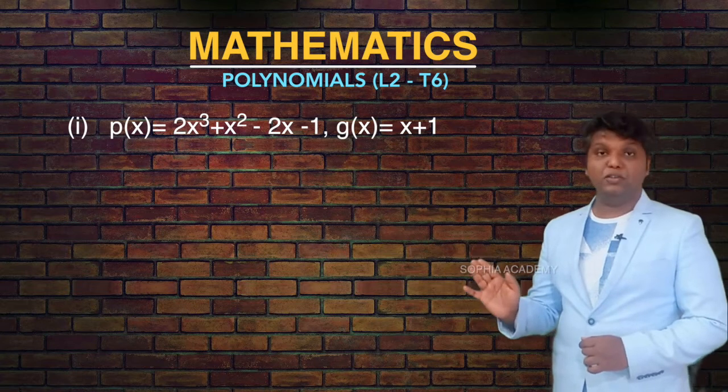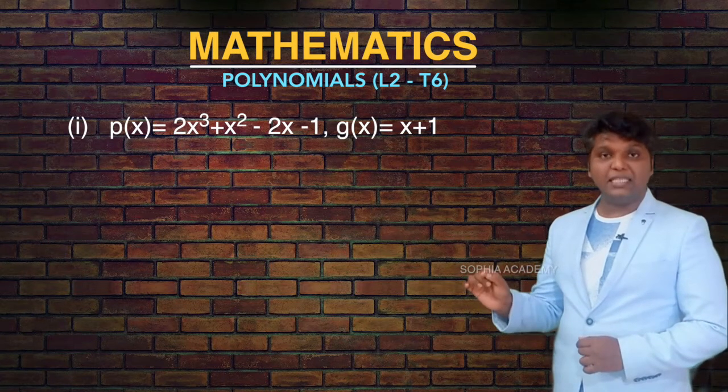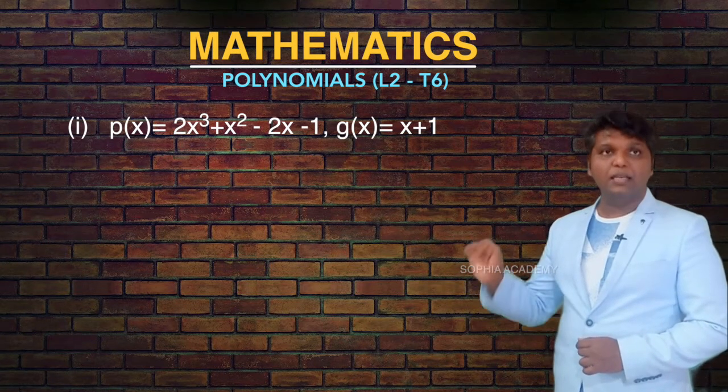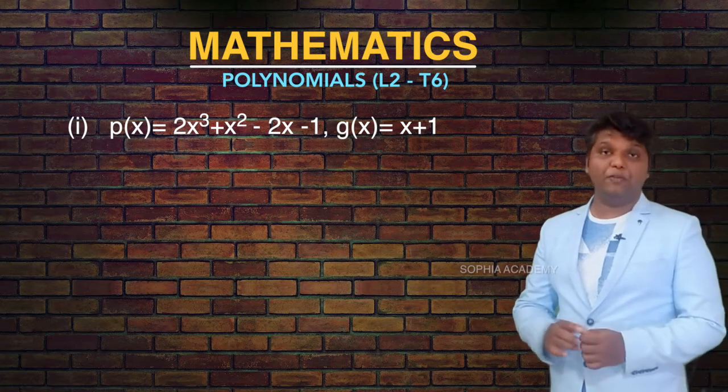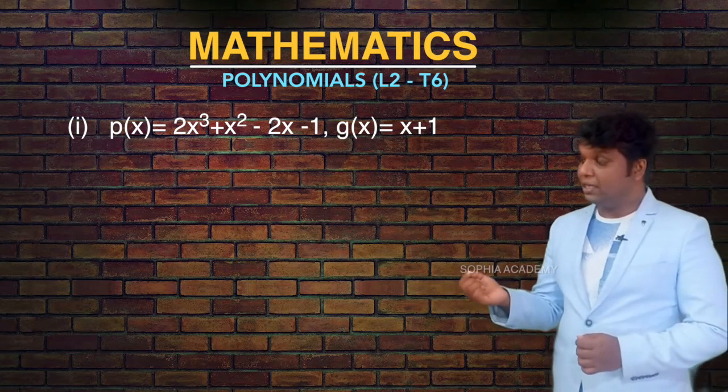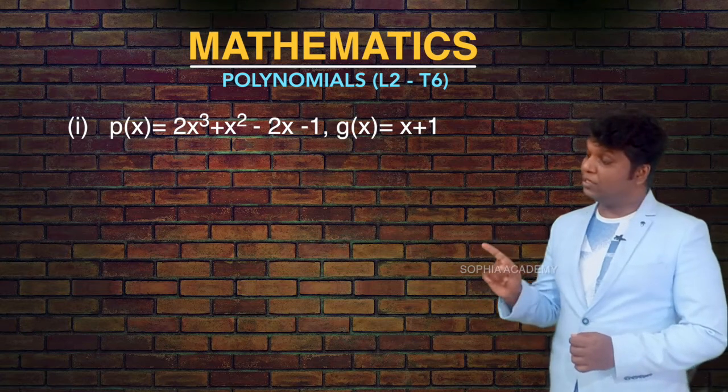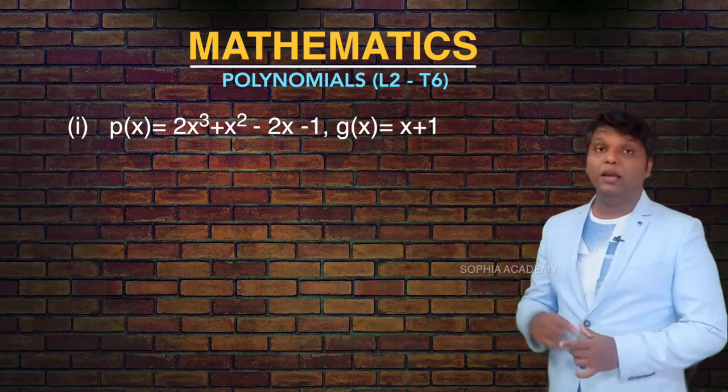P of x is equal to 2x cube plus x square minus 2x minus 1. That is the p of x. And what is g of x? G of x is equal to x plus 1. Now you have to check whether this g of x is a factor of the given p of x.